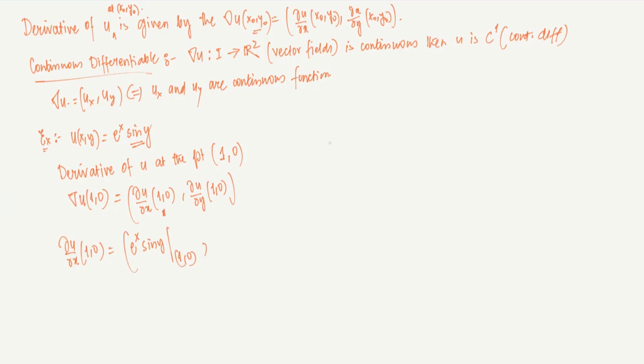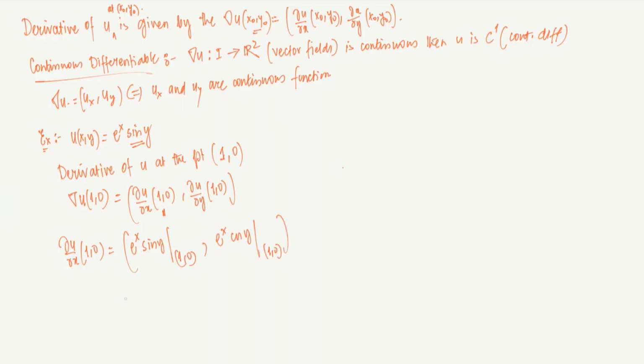And what is del u del y at the point (1, 0)? If u is e power x sine y, then del u del y is the variation of u with respect to y. That means the term containing x is essentially a constant. So it will remain e power x, and the derivative of sine y will be cosine y. So in this case, it will be e power x cosine y at the point (1, 0).